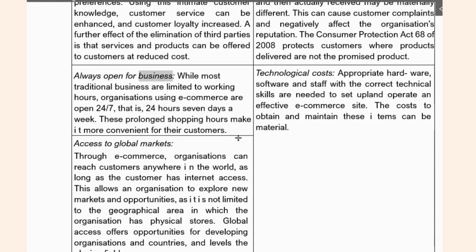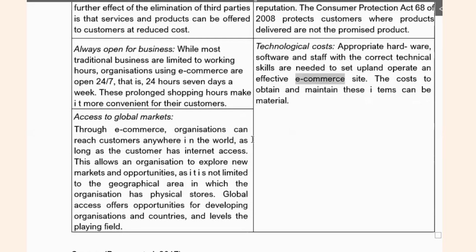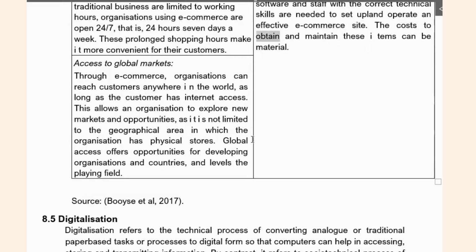Always open for business. While most traditional businesses are limited to working hours, organizations using e-commerce are open 24/7, that is, 24 hours 7 days a week. These prolonged shopping hours make it more convenient for their customers. Technological costs. Appropriate hardware, software and staff with the correct technical skills are needed to set up and operate an effective e-commerce site. The costs to obtain and maintain these items can be material.